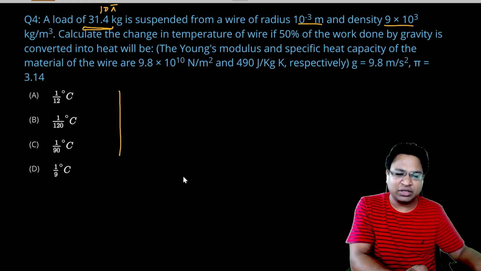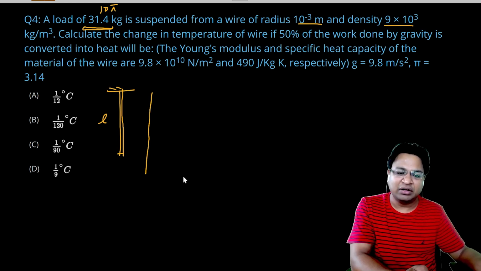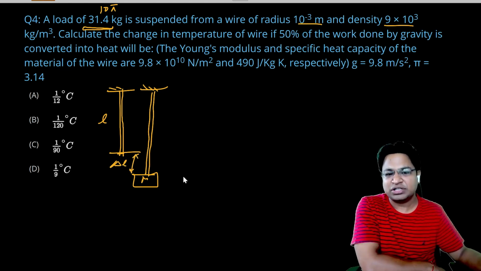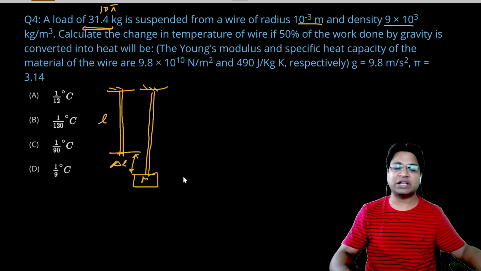So there is a wire, and the radius is pretty small. Let the length be L, and then the wire was like this. And then what happened is that when we hang a block of, let's say, m mass from it, it elongates. Let's say it elongates by delta L. So how do we find this elongation? We find this elongation by using our conditions of elasticity.